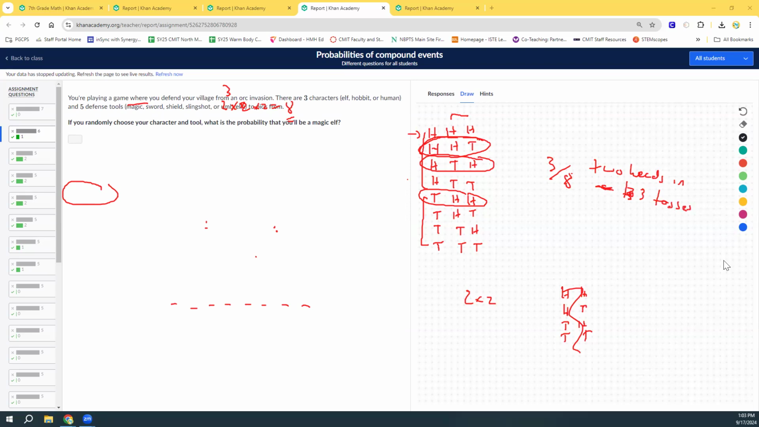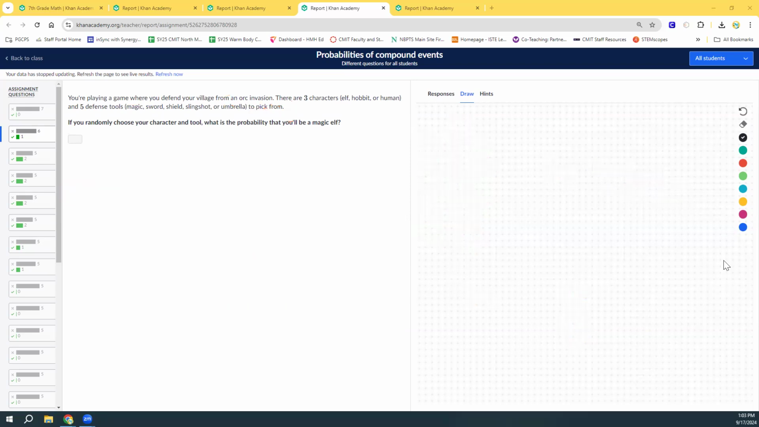So that is just to say that we're going to do the same thing with this. Okay, so we're going to set up our sample space. 3 characters: elf, hobbit, human. And 5 defense tools. So we're going to have 15 possibilities.